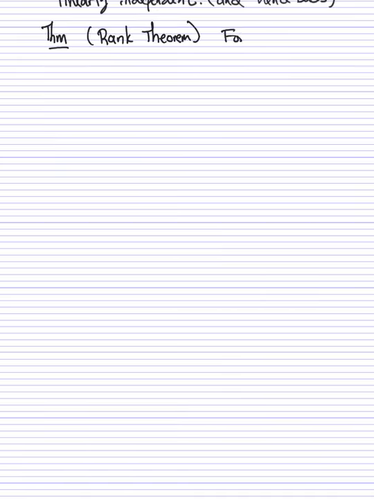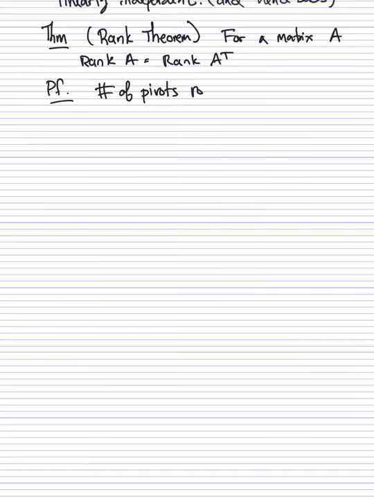And what it says is, for a matrix A, the rank of A is equal to the rank of A transpose. Okay? The proof is trivial because we can just say the number of pivot rows, which is the rank of A transpose, is the number of pivot columns, which is the dimension of the range of A, or the rank of A. So that's a nice theorem.